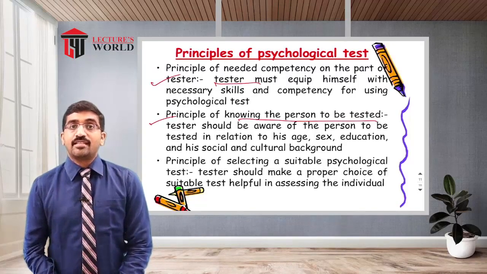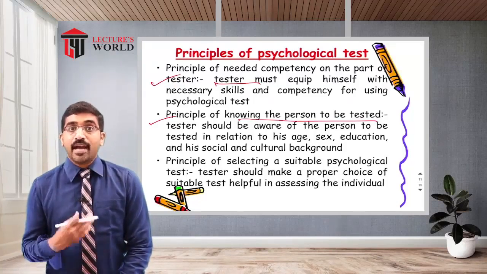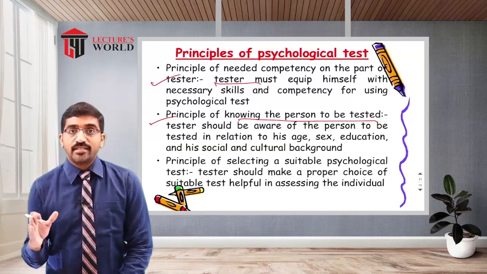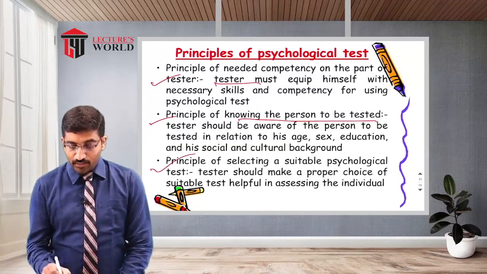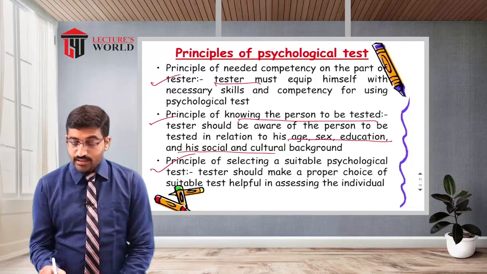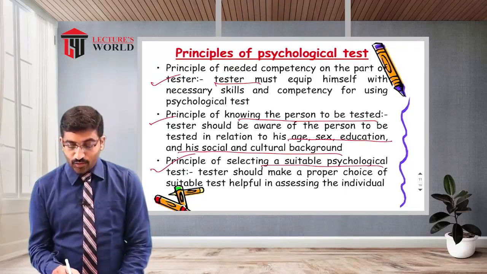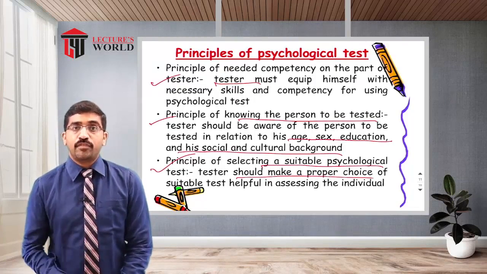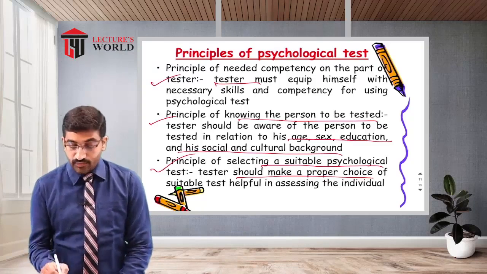If I want to check the attitude of students regarding mobile phone usage, that attitude test, then my sample, my people, will be only students, not adults. So that is also important. Next, you have to consider the age, sex, education, everything, their background also, and you have to select a suitable test according to their need. If I want to administer a questionnaire about the attitude of students regarding mobile phones, then I will select only the students. Then I have to think which age group.